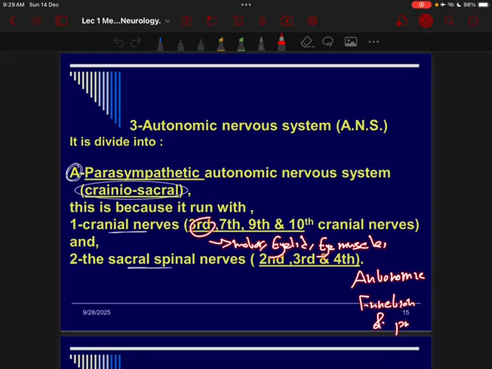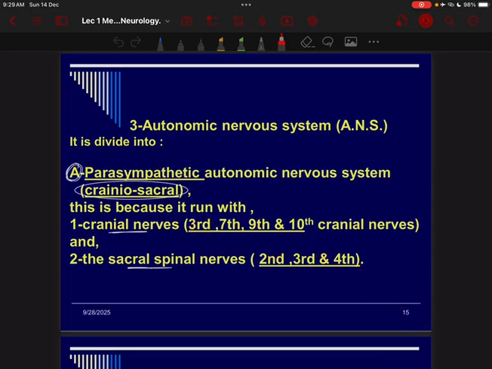The 7th, yes, the 7th cranial nerve. Although the 7th cranial nerve has the motor function of the facial muscle, it also has autonomic nervous system functions for the lacrimal glands, as well as, of course, the 9th and 10th. These are the cranial nerves in which the autonomic nervous system is embedded. Also, it runs with the sacral spinal nerves, mainly the 2nd, 3rd, and 4th.